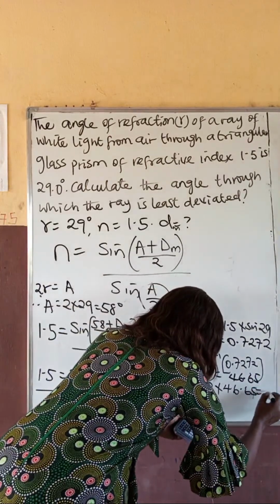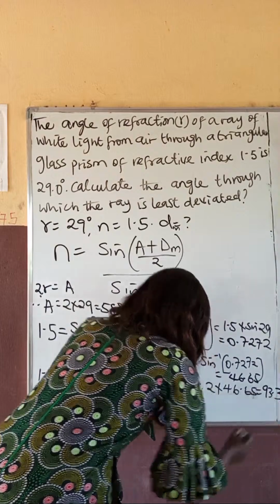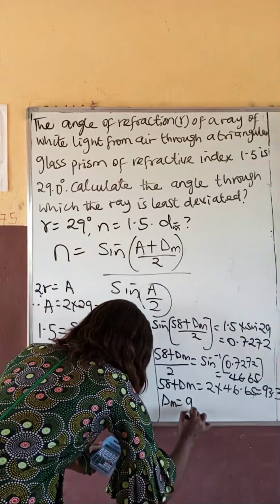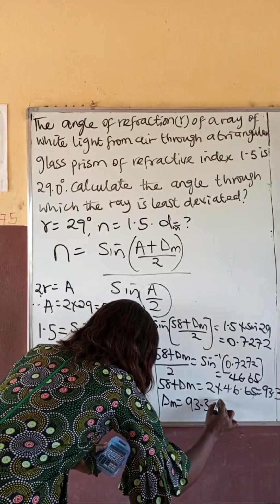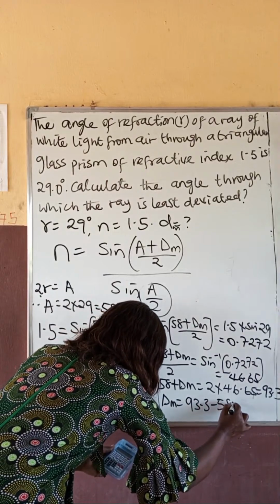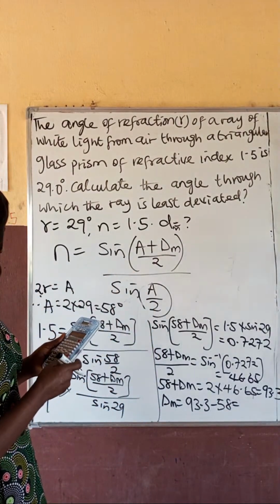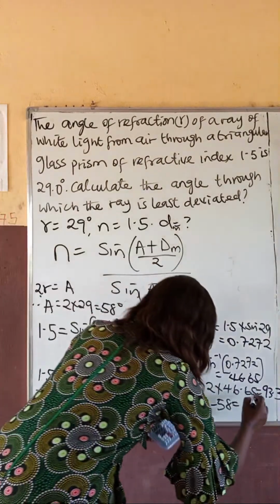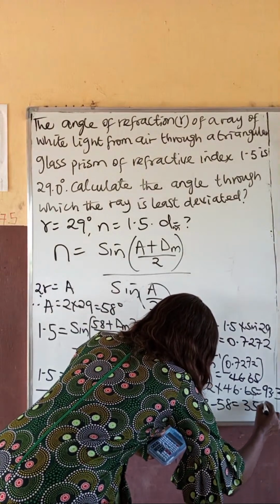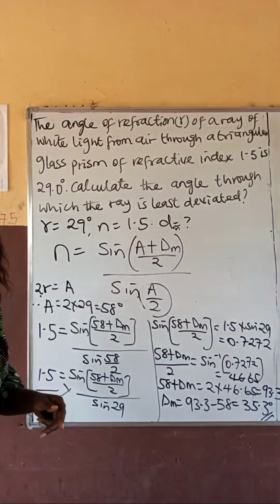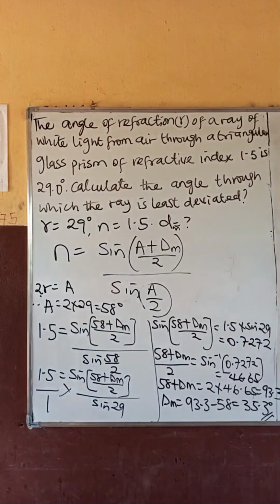Now I have 2 equals 93.3. Okay? So my dm is equal to 93.3 minus 58, right? Minus 58. So my answer becomes 35.3 degrees. Is that clear?